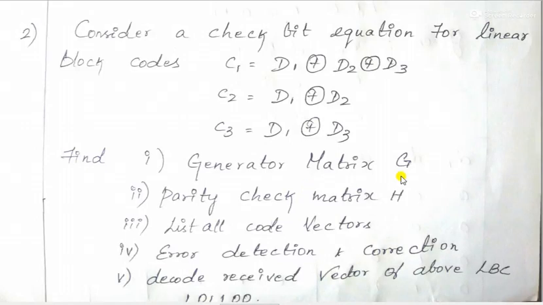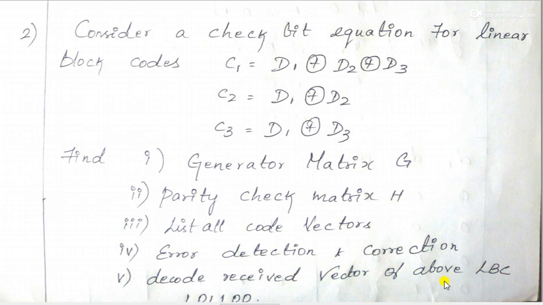Hello students, now we are going to see problem number 2 from linear block code. Consider the check bit equations C1, C2, C3. Three equations are given, and from here we want to find: question 1, the generator matrix; question 2, the parity check matrix; question 3, list all the code vectors; question 4, error detection and correction; question 5, decode the received vector of the above linear block code.